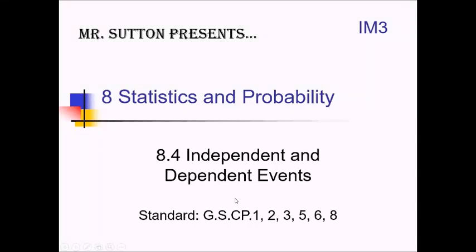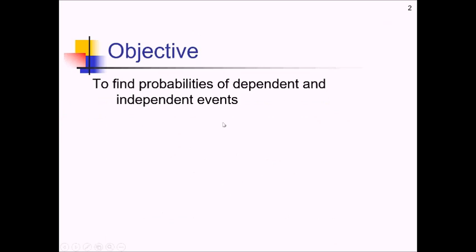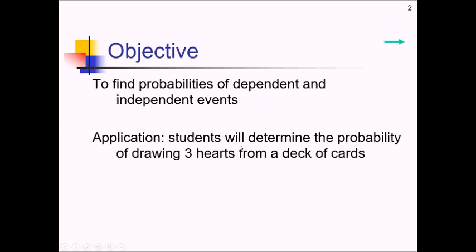Hello there, Mr. Sutton here, bringing you this lesson on independent and dependent events. In this one, we are going to find probabilities of these two different types of events. And for the real-life app, we're going to determine the probability of drawing 3 hearts from a deck of cards, both with and without replacing the cards as we go.